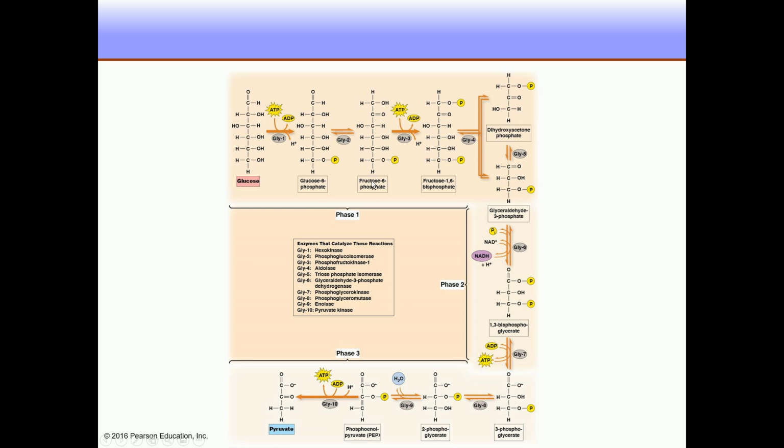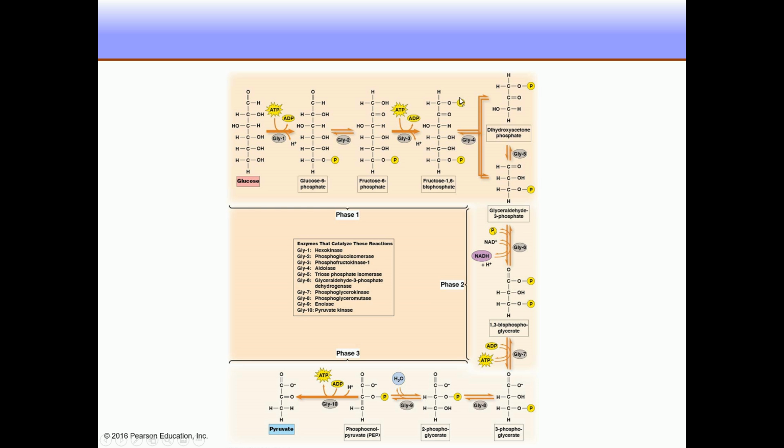Then in the next step, glucose 6-phosphate is converted into fructose 6-phosphate. Now glucose and fructose are isomers. So this step takes place with the help of the enzyme phosphoglucoisomerase. So here they are just glucose and fructose getting converted into each other, they are isomers basically.